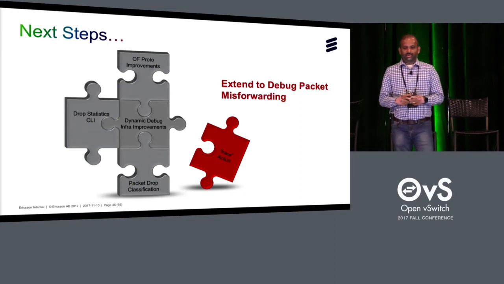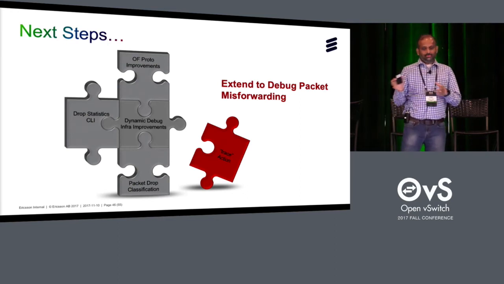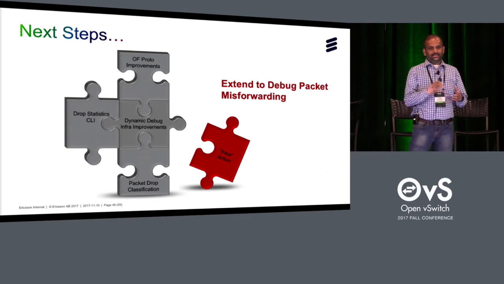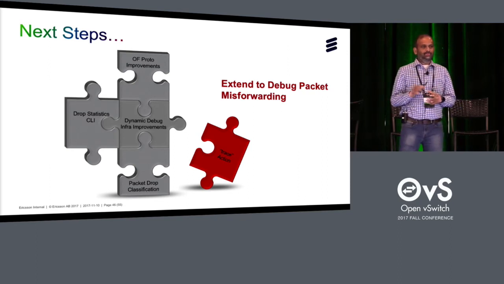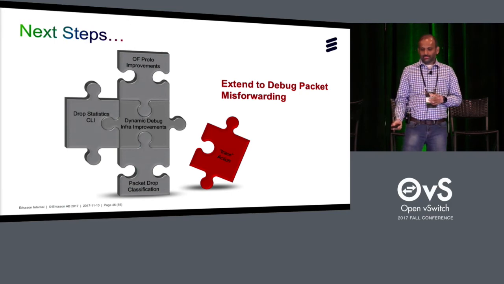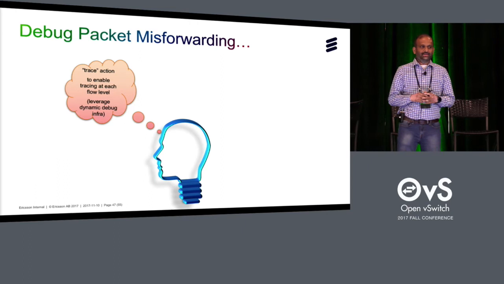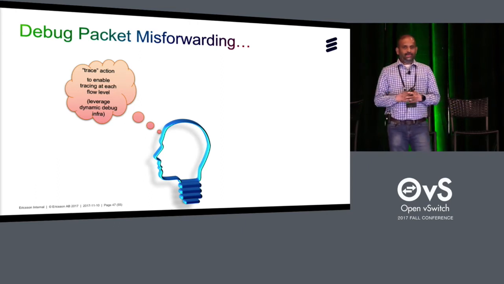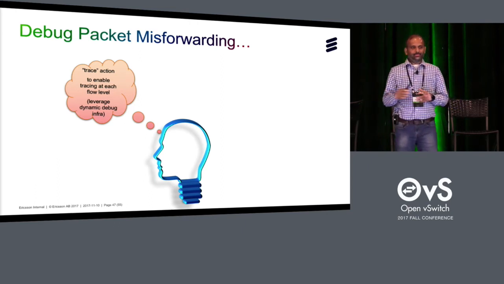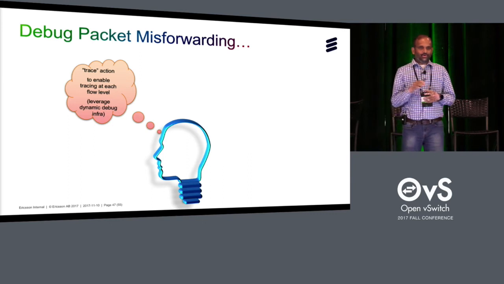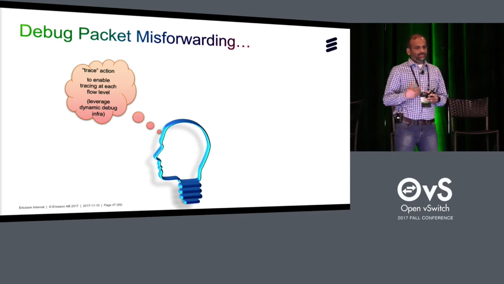So what are the next steps? We really want to extend this infrastructure so that we can also troubleshoot packet misforwarding. This is at a very early stage, and one of the thoughts we are having is that for this we would like to have a new action called trace action. Any packets or flow hitting an entry which is associated with the trace action, we can track all the data path processing for that.